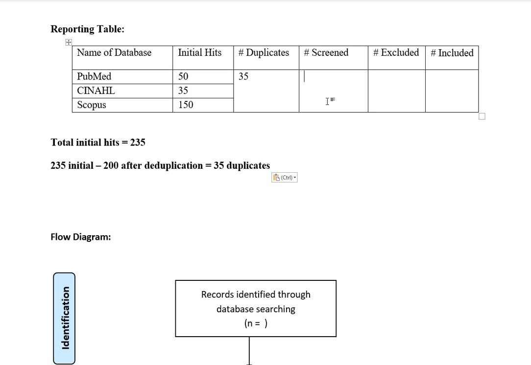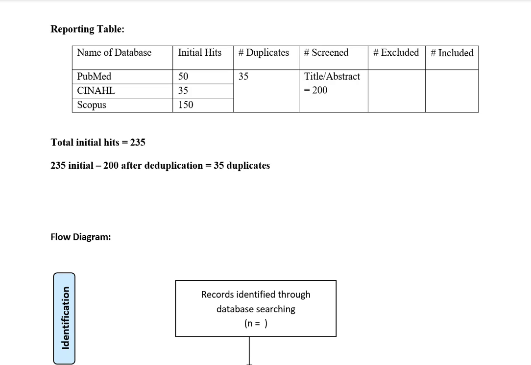This means that our number screened in the title abstract process is 200. It may be useful in thinking about this to differentiate your title abstract screen from your full text screening numbers. And then say that you excluded 175 in the title abstract screen.